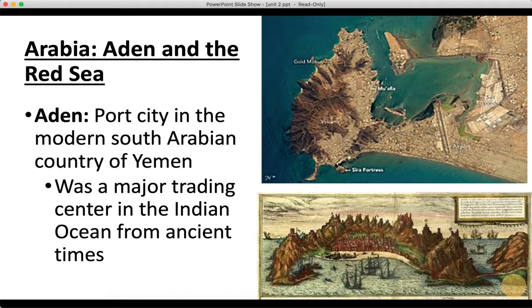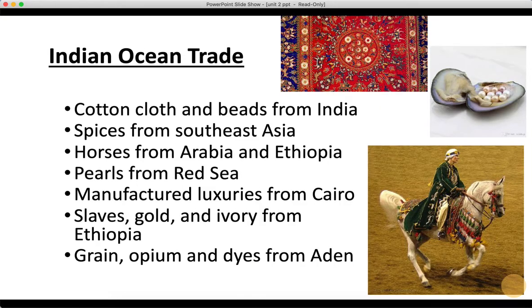It's going to be a major trading center for Indian Ocean trade from ancient times. So it's going to be significant in it. It is through Aden that you're going to have a lot of your African and Arabian goods traveling through, especially if you have any goods going on their way to the Mediterranean.